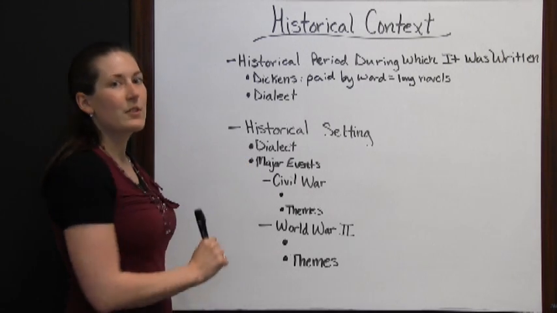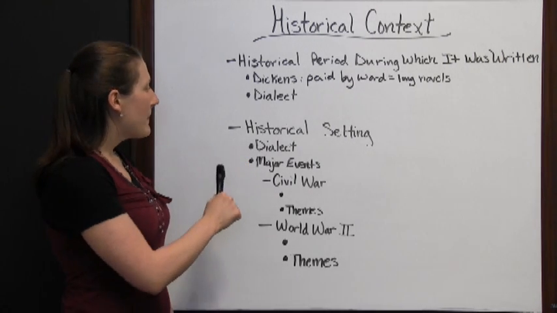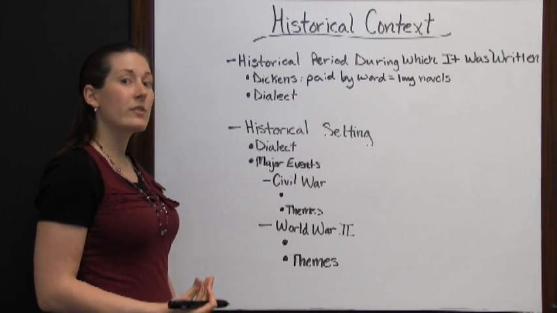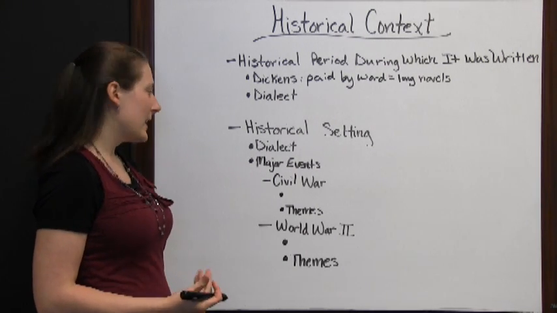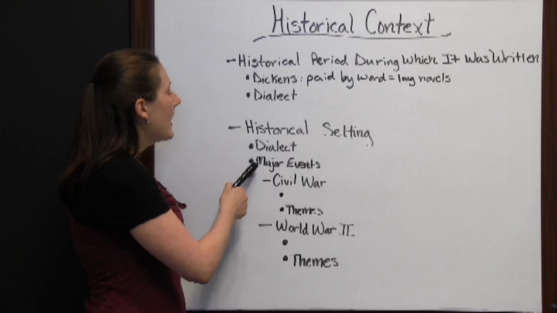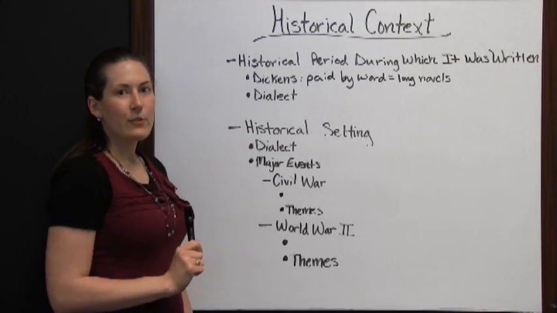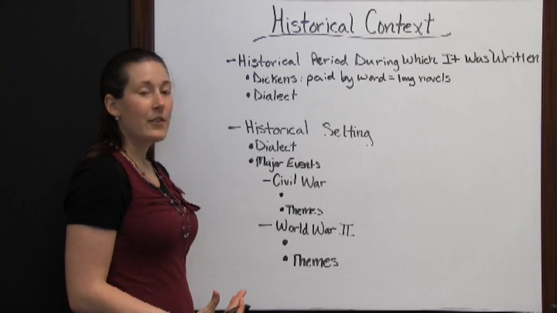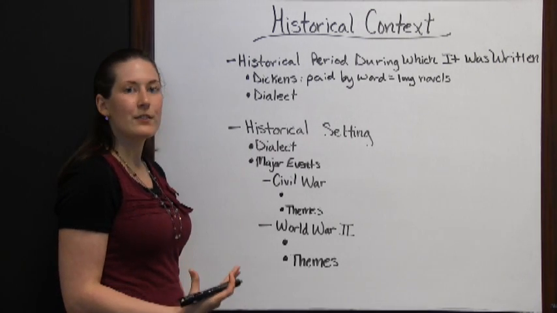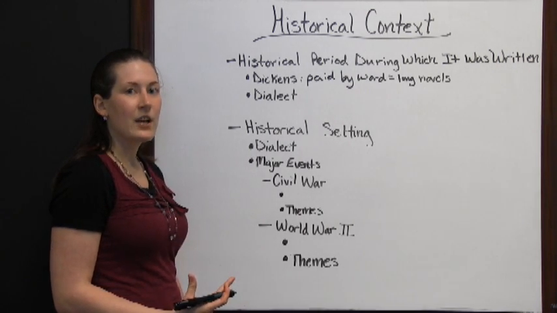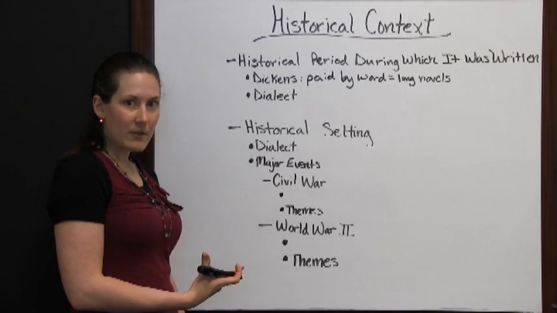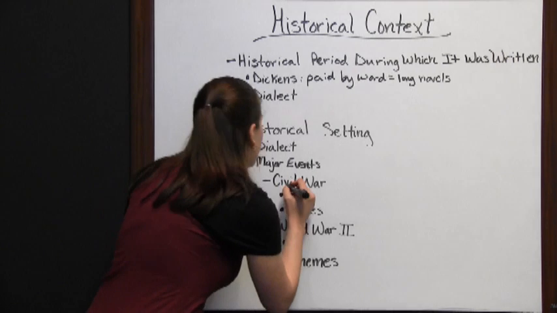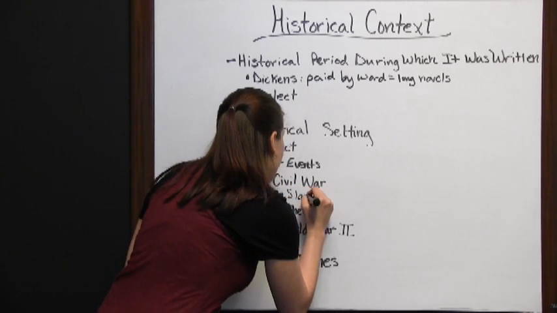Another thing to pay attention to with historical setting is major events that are going on. You want to be familiar with the time period during which a story is set so you can have a better understanding of it. So, one example is the Civil War. During the Civil War, slavery was the normal thing in the South. And whenever the Civil War is over, lots of slaves, or people that used to be slaves, wanted to tell their story. And so what came about were slave narratives.